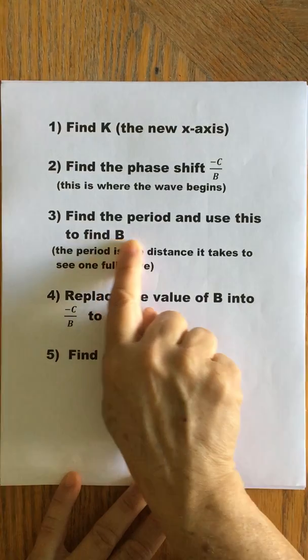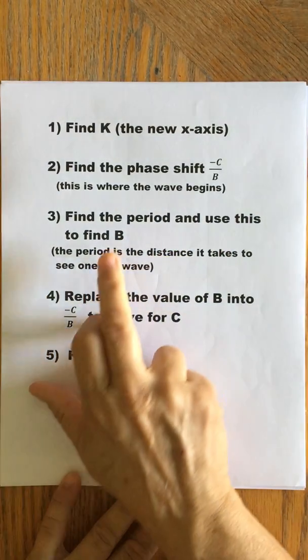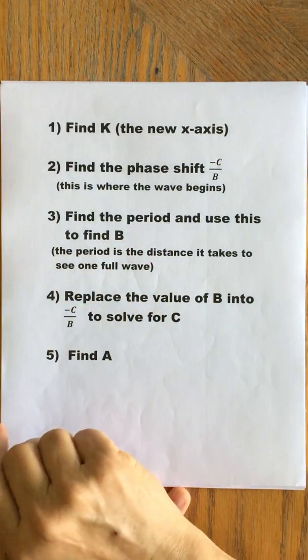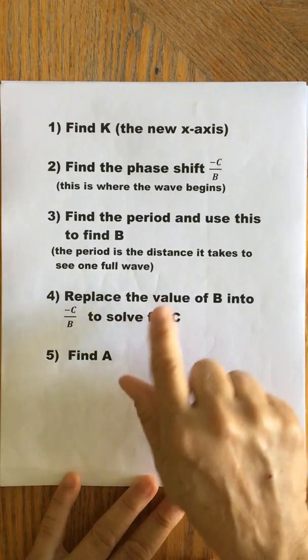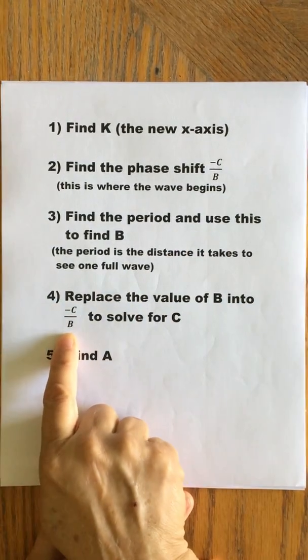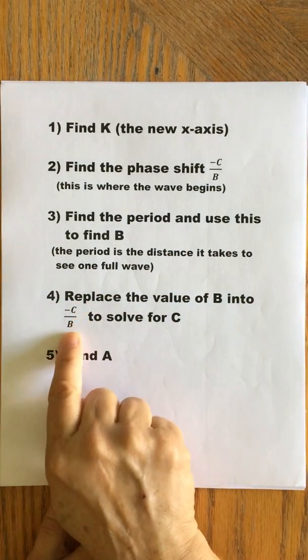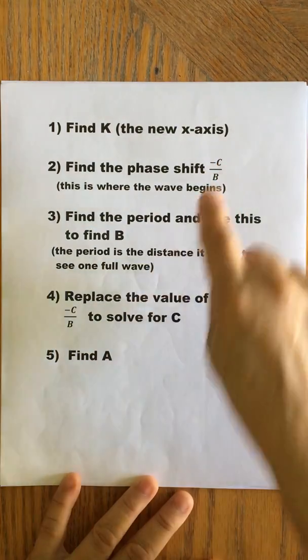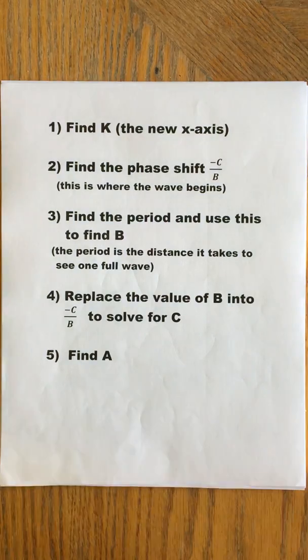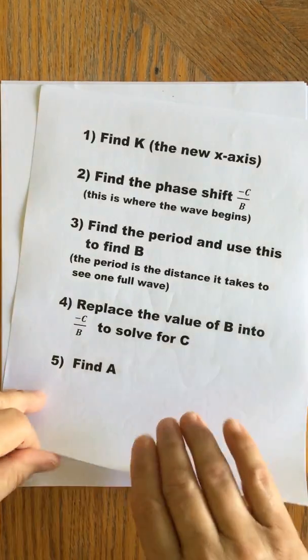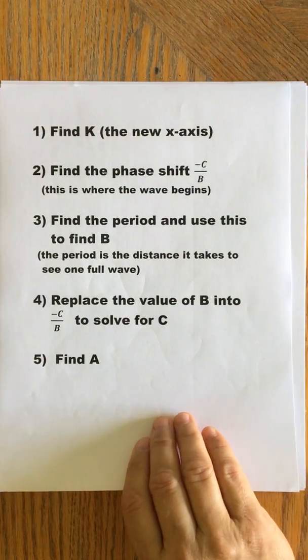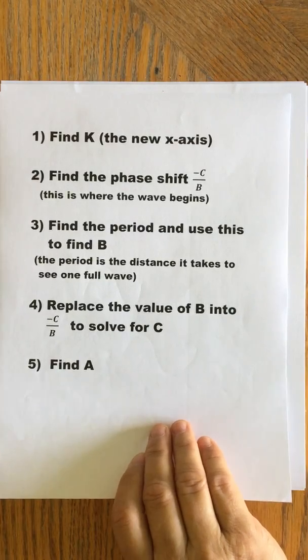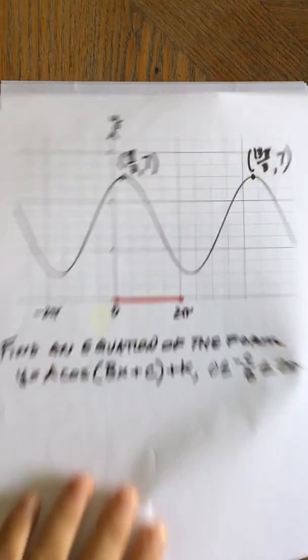So then I find the period, and I use that to find b because the period is 2 pi over b. Then once I find b, I replace it in this phase shift, negative c over b. I plug in b and I can find c because I have it over here. All right, I have the number that it's equal to. And then I find a. All right. So that's what I do. So let's take a look at some examples and see, again, what are similarities.